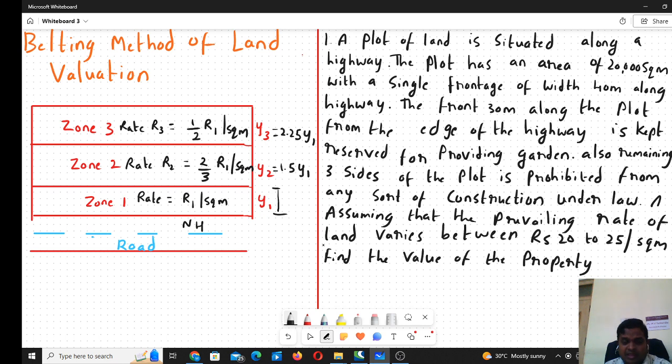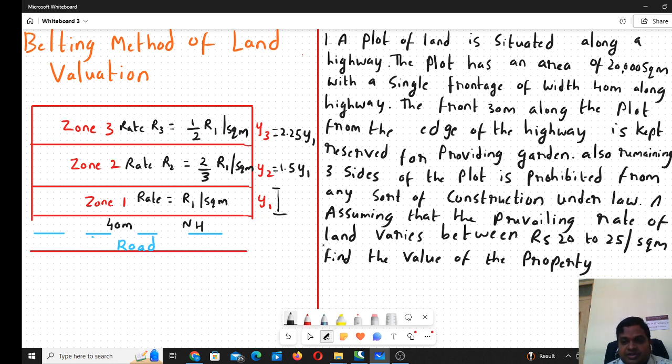I am just taking one numerical example which was asked in an examination. The question says that a plot of land is situated along a highway. The plot has an area of 20,000 square meter. So this is the total land whose valuation has to be done. It has a single frontage width of, say, 40 meter along the highway.